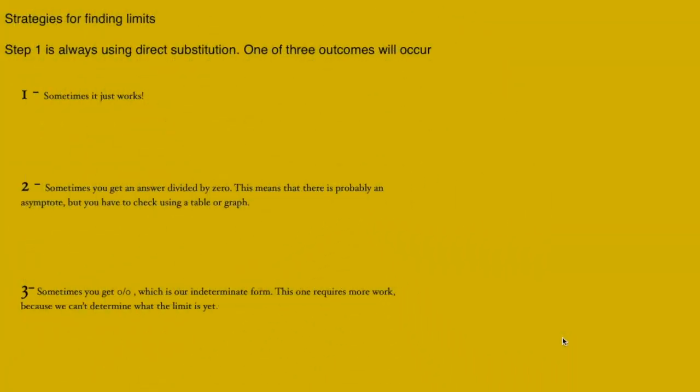In this video, I wanted to review strategies for finding limits. The first step is always using direct substitution, which is just plugging in the number. And one of three outcomes will occur. The first scenario is that sometimes it just works. Plugging in the number finds us the limit.